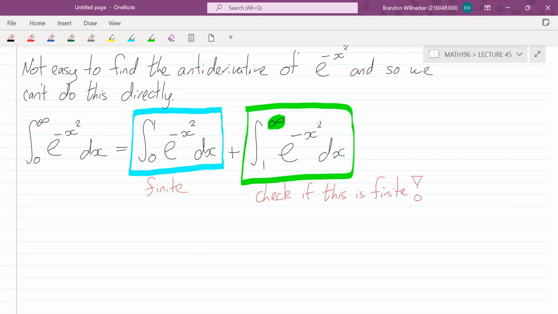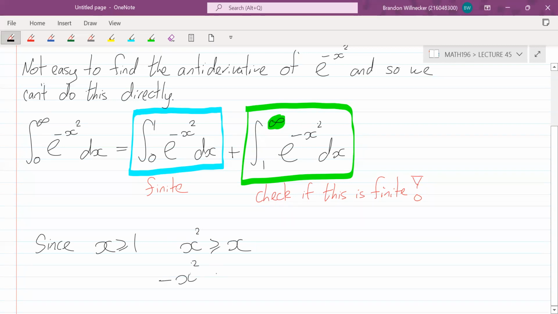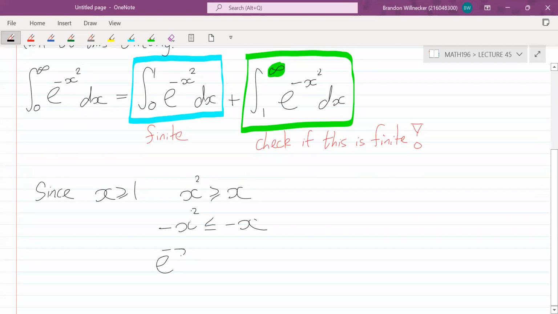Okay, so we have this bound from 1 to infinity. What kind of function is close to e to the minus x squared, but we know converges? Okay, that's going to be e to the minus x. It's similar, but we know that since x is greater than or equal to 1, x squared is going to be greater than or equal to x. So minus x squared is less than or equal to minus x. So e to the minus x squared is less than or equal to e to the minus x.